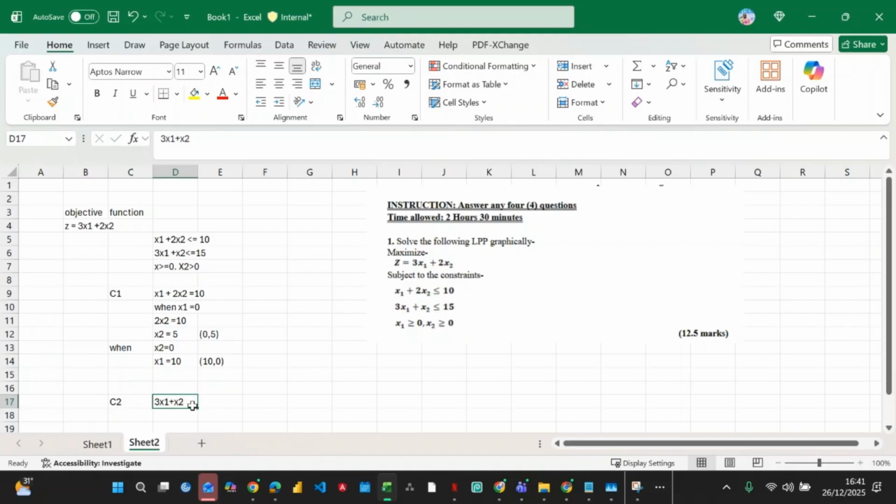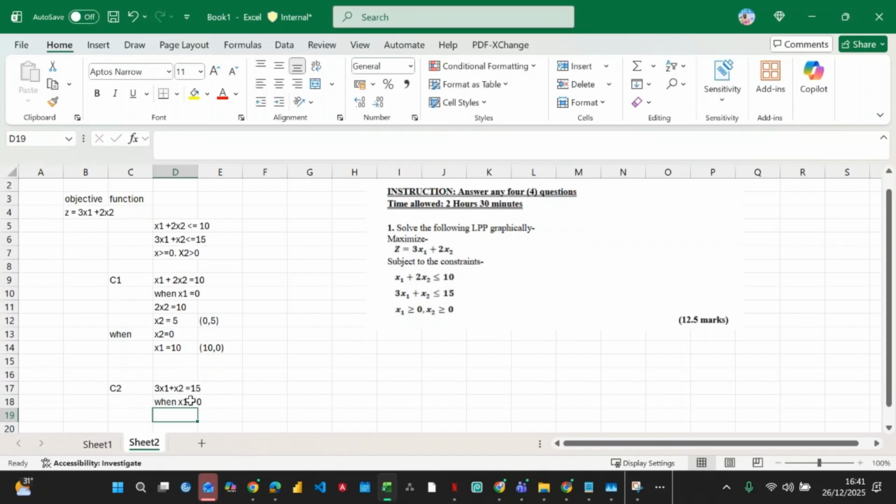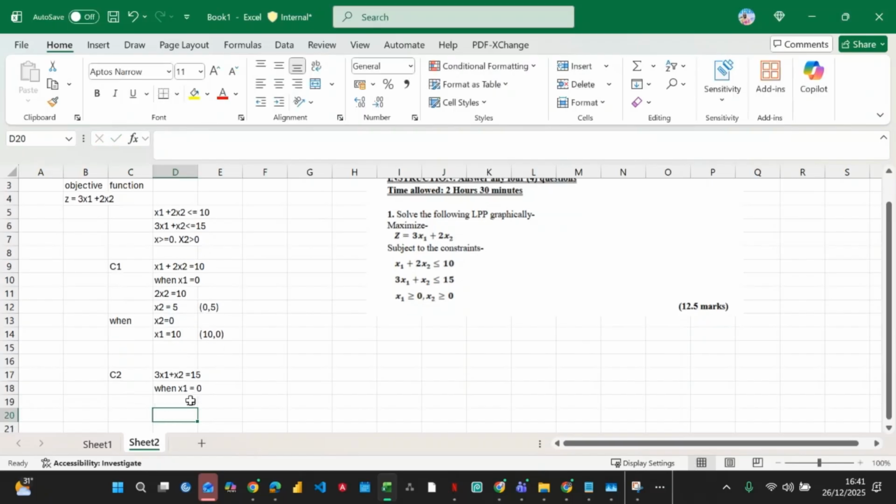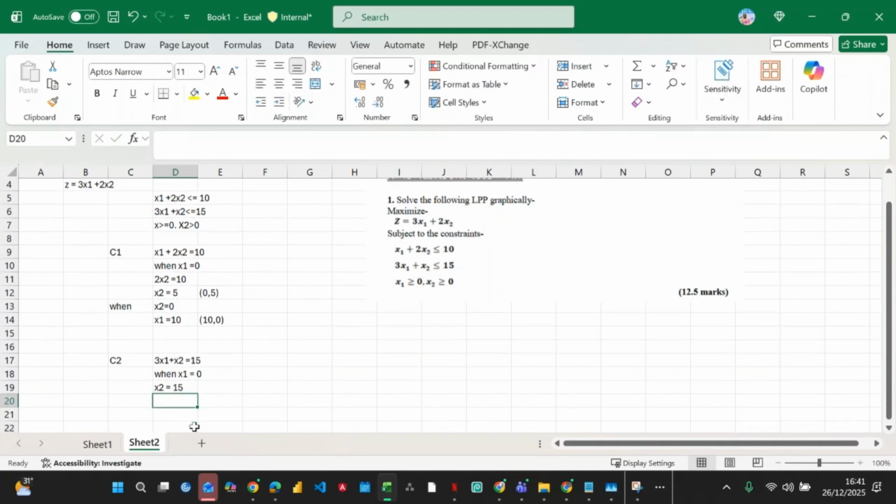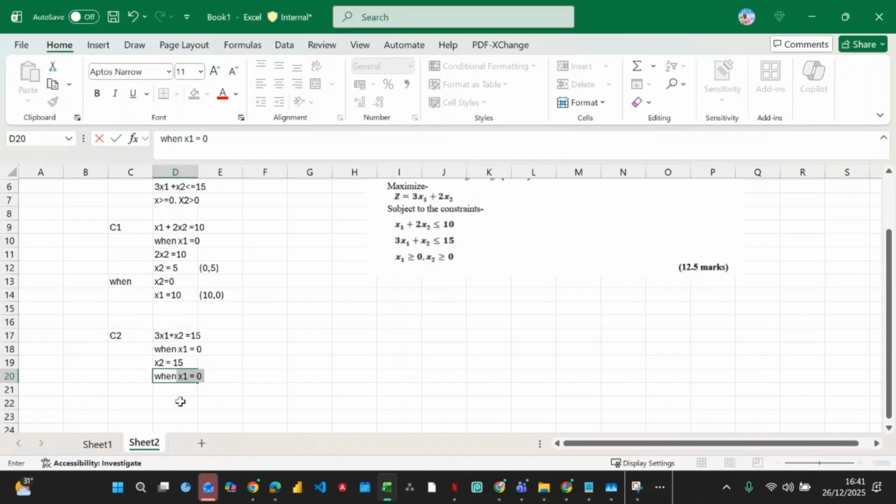So now we are looking at our constraint 2, right? Now the constraint 2, when x is equals to 0, this is supposed to be equals to 15. So when x1 is equals to 0 here, what do we have? 3 times 0, 0. And then x2 is automatically equals to 15. Our x2 here is 15, right? It's easy. x2 now is 15 when x1 is equals to 0.